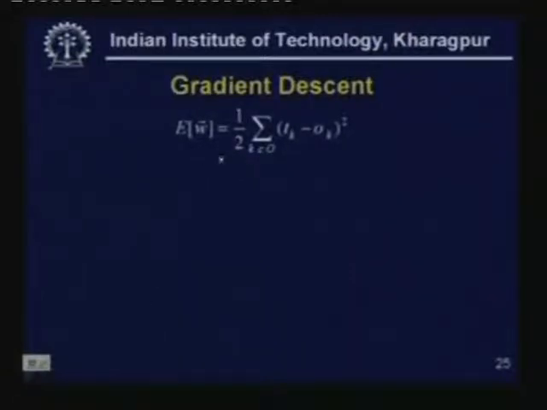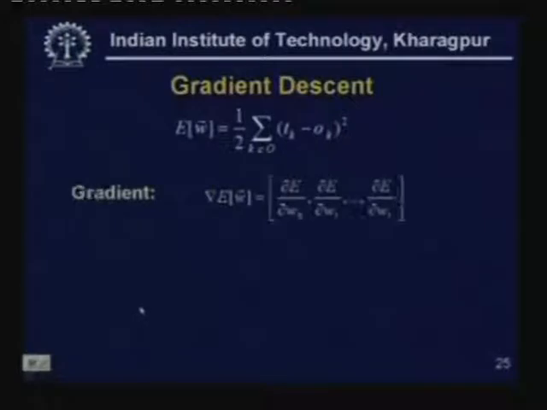So, the error function, error on the weights, is given by half sum over (Tk minus Ok) whole square, and the gradient of this error function, you see, we can find the partial derivative of this error function with respect to each weight value. So, grad E(W) can be written as del E del W0, del E del W1, del E del Wn. So, we have the error slope along every dimension, which gives us the gradient vector.